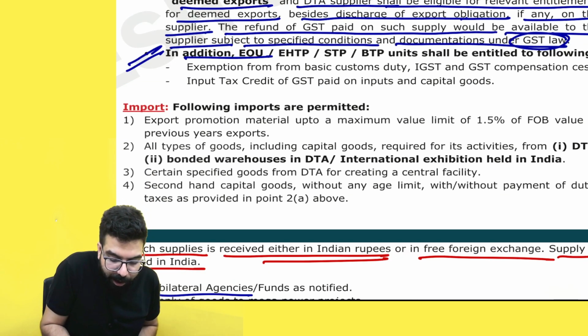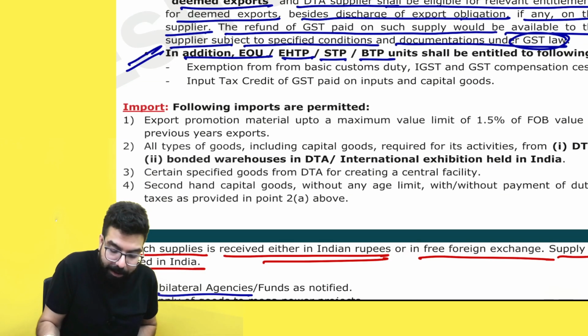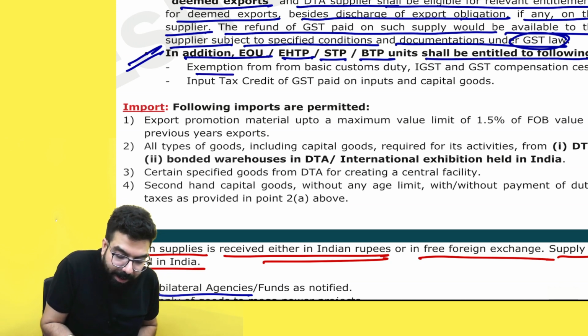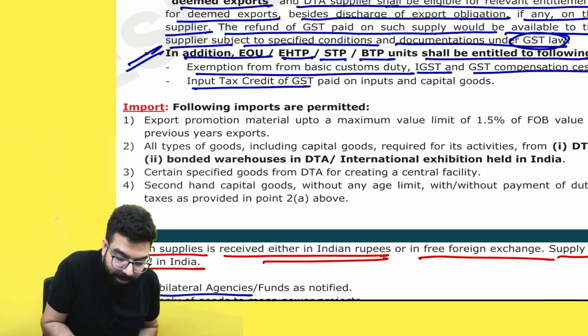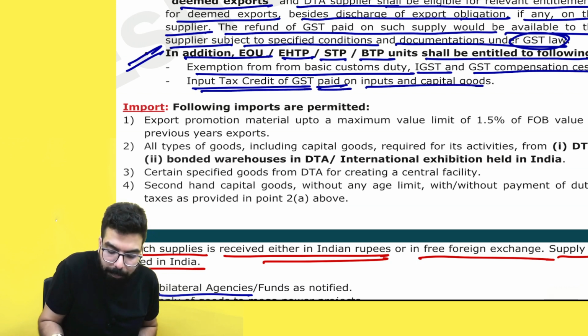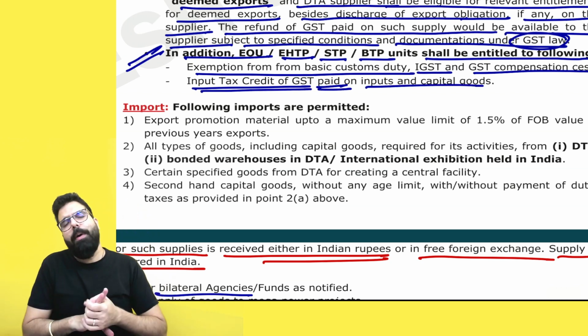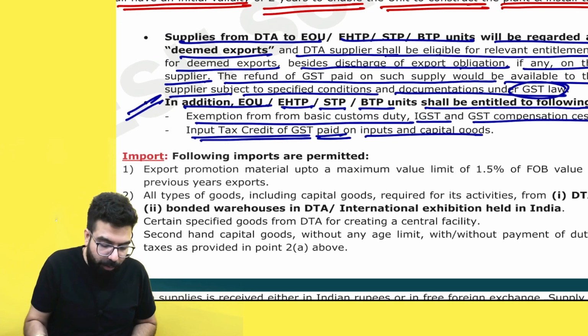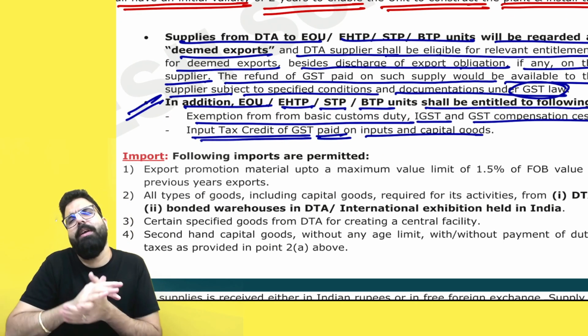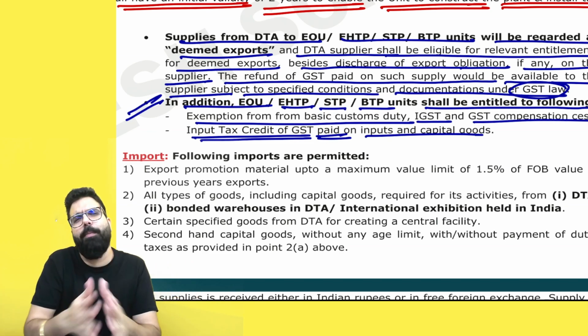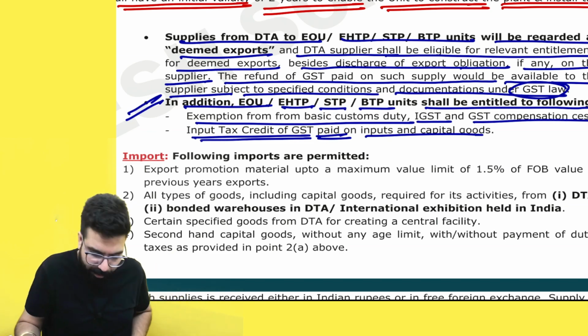In addition, EOU, ESTP, STP, BTP units shall be entitled to exemption from basic custom duty, IGST, GST compensation cess, and input tax credit of the GST paid on input and capital goods. These are the various benefits they are telling. Basically, if I import, whatever the basic custom duty is, I will not be required to pay. Whatever the GST is, I will not be required to pay.